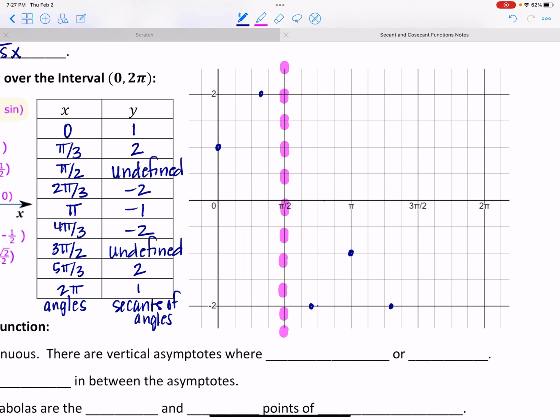At 3π/2, we're undefined. Again, the graph can't go there. We're going to use the asymptote and put a dotted line in there, a dotted line because it's not part of our graph. It's just saying, hey, the graph can't go there.